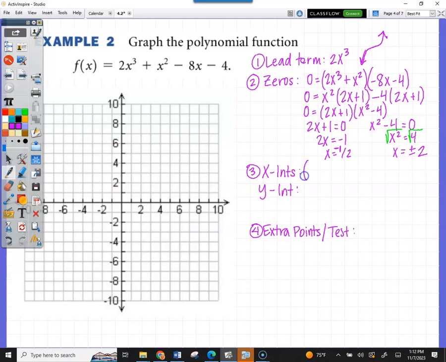Now we're going to write it as actual coordinate points. I like to make the fractions as clean decimals so that when I go to graph, I know exactly what it looks like.